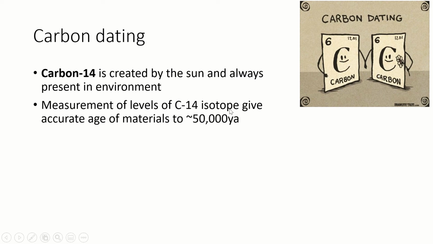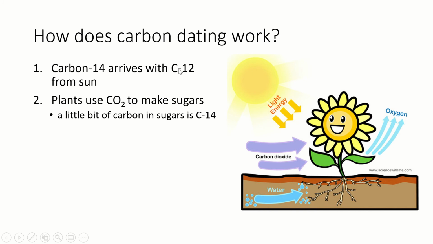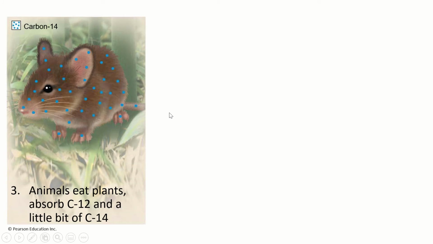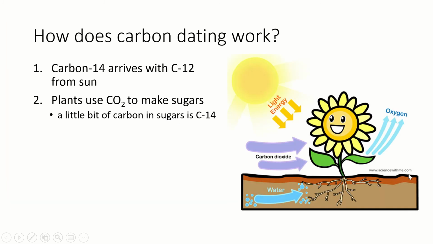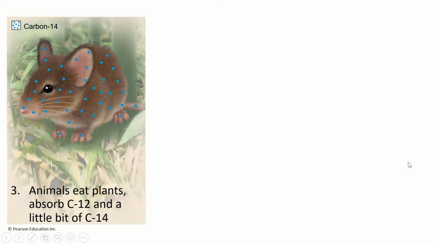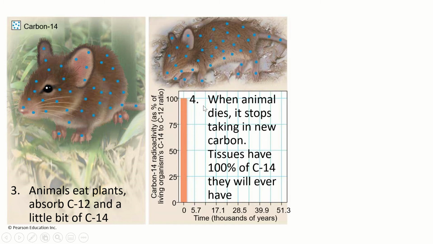We can then measure how much carbon-14 is left in something that's dead and figure out when it was alive and taking in new carbon-14. All right, so here's how we go. Carbon-14 arrives with normal carbon-12. Plants use the CO2 to make sugars. Some of that is carbon-14. When the plant dies, it stops taking in new carbon-14. And the amount of carbon that it had is 100%, like 100% of all the carbon-14 it's ever going to have. So animals eat the plants, they take in that carbon-12 and carbon-14. When the animal dies, or when the plant dies, it stops taking in new carbon. The tissues have 100% of the carbon-14 they will ever have.